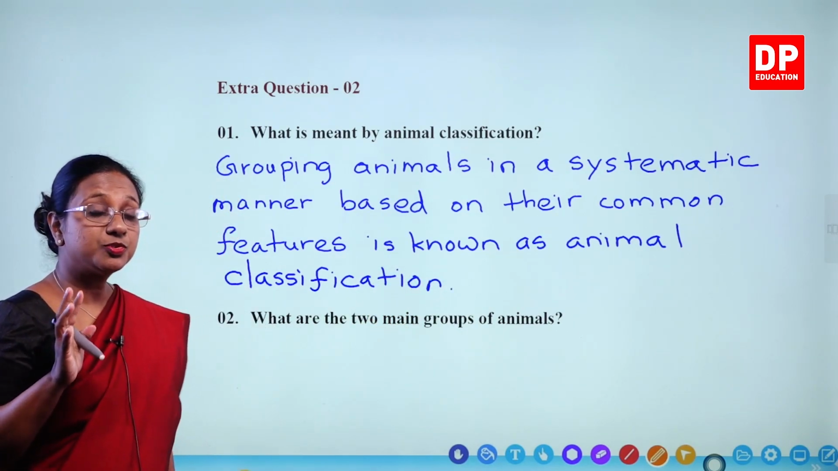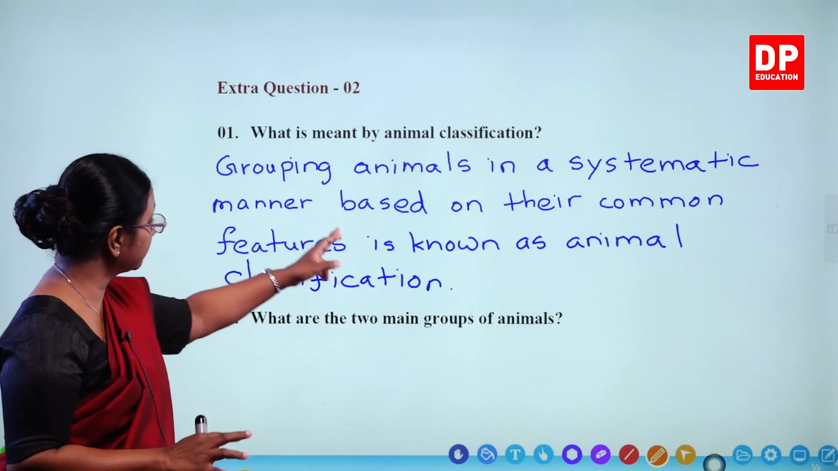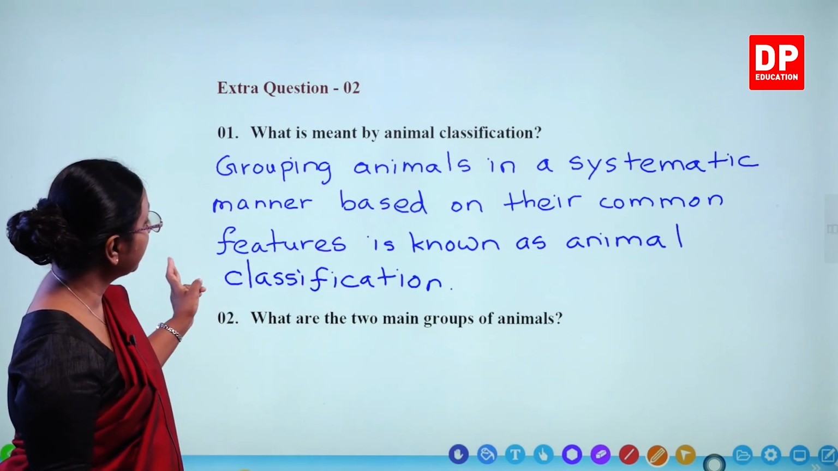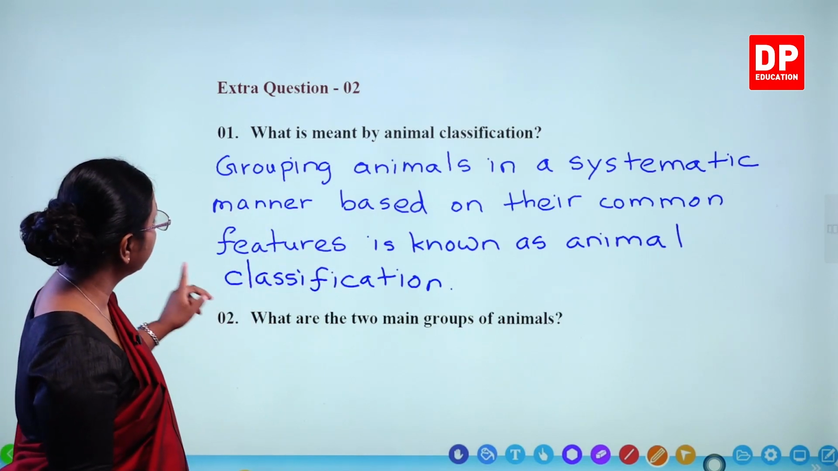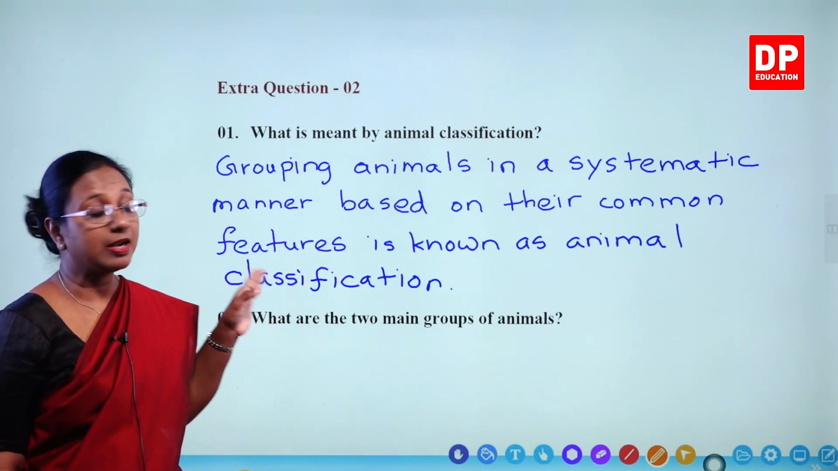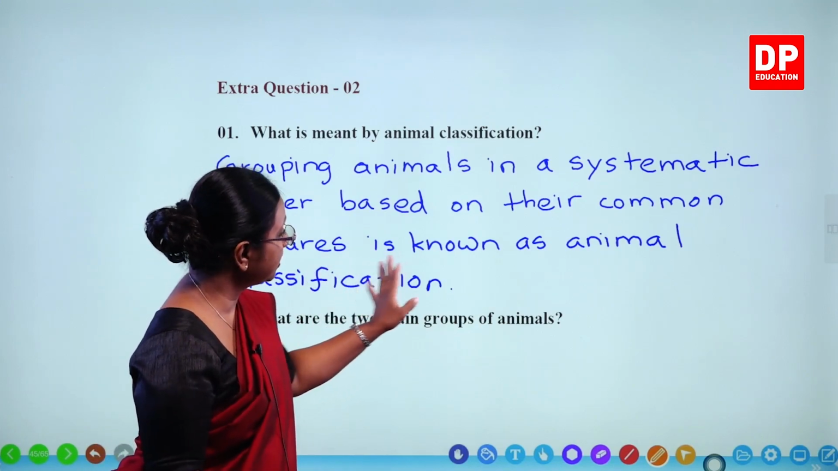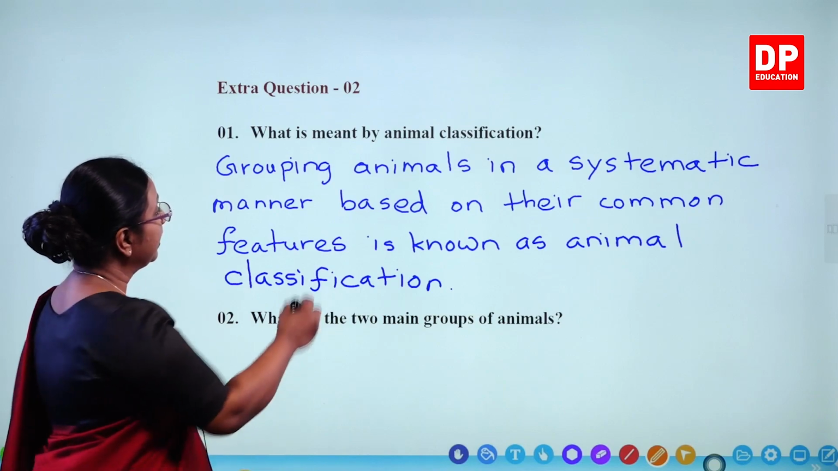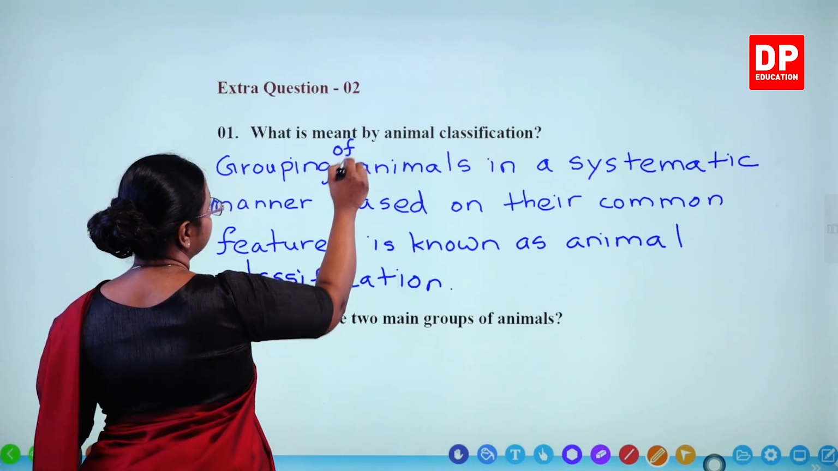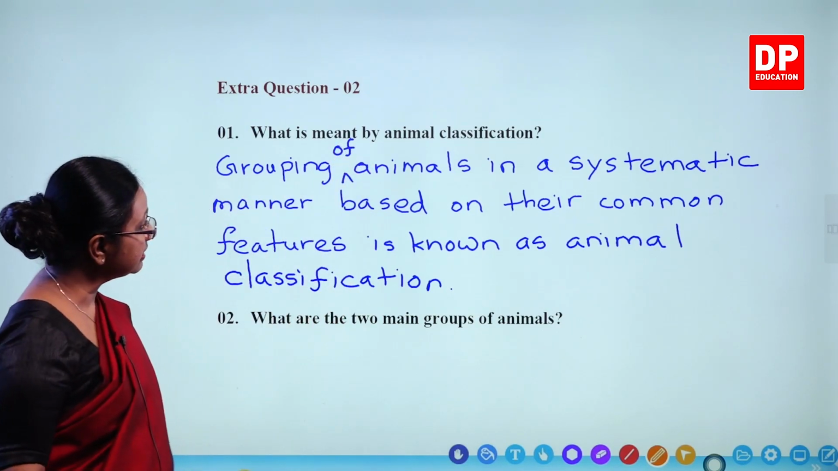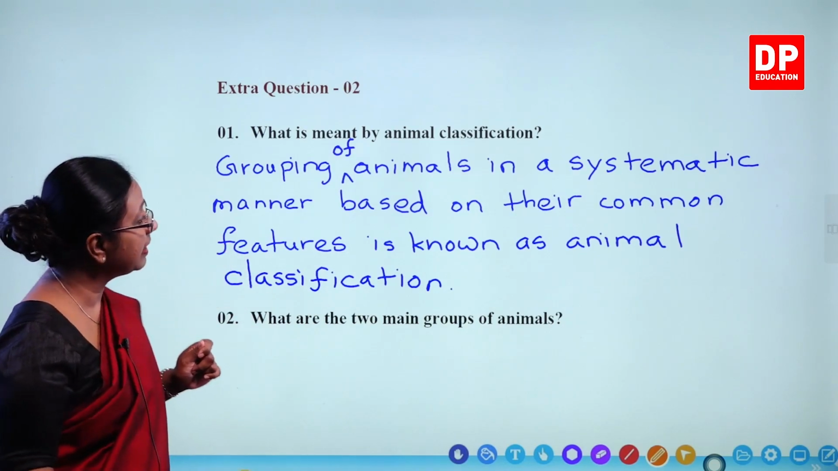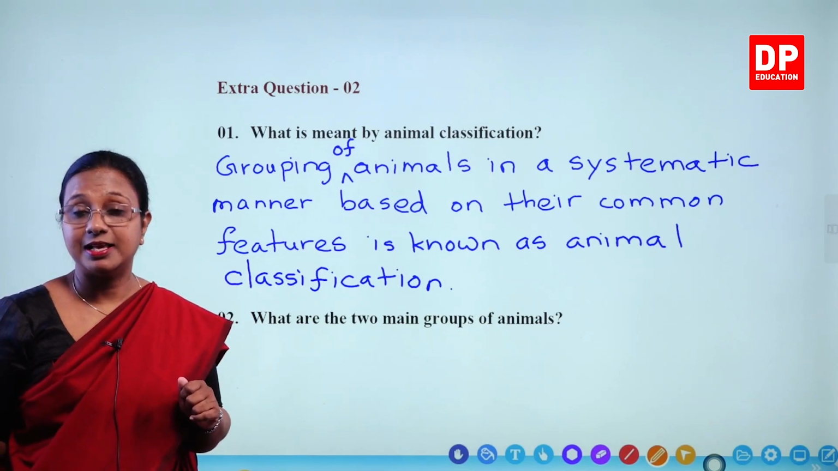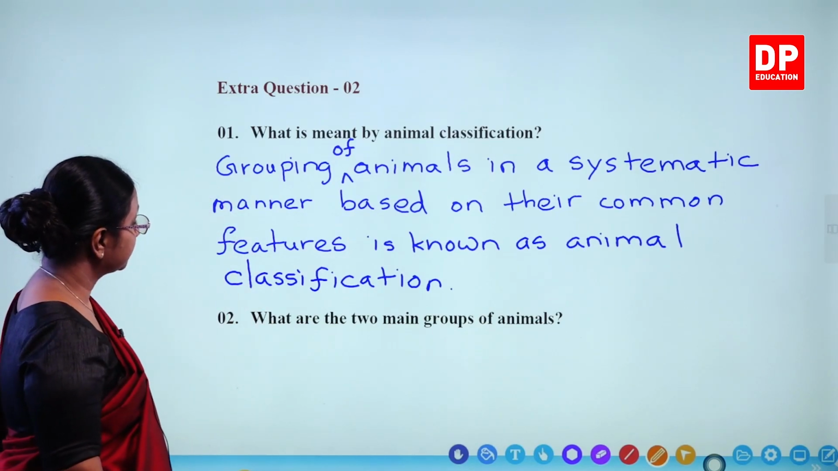So, if you are supposed to write short answers, you can just give the explanation. Grouping animals in a systematic manner based on their common features is enough. But to complete the sentence, you can say is known as animal classification. Grouping of animals is better. Grouping of animals in a systematic manner based on their common features is known as animal classification. That is the answer for the first one.